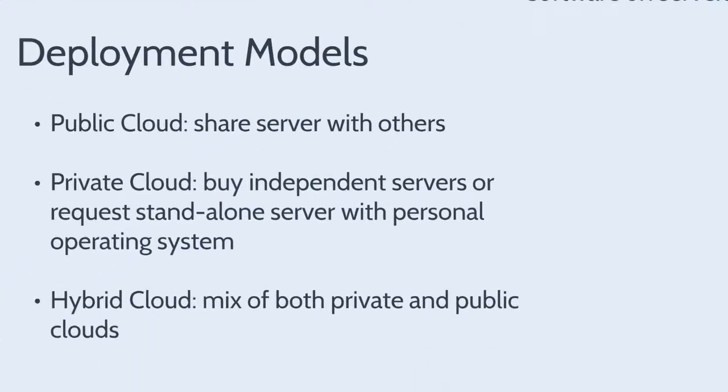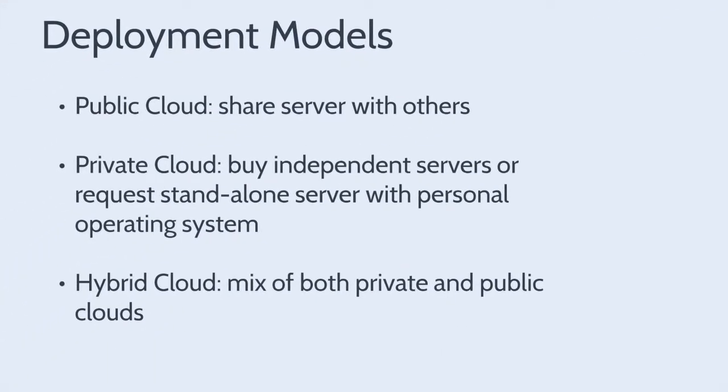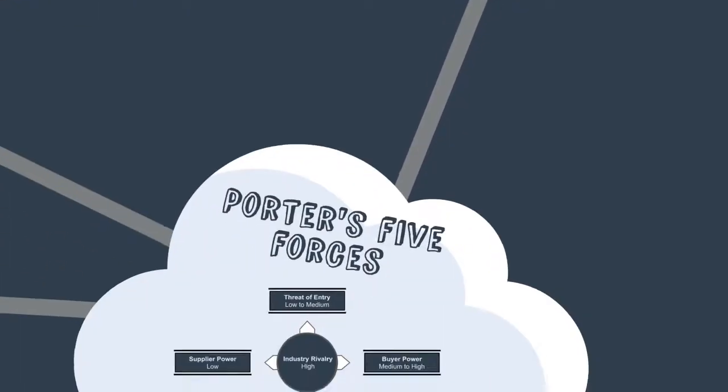There are three deployment models. In a public cloud, you can share your server with a host of different people. On the other hand, a private cloud is a standalone system where a client can request a server with their own operating system. A hybrid cloud is a mix of both, where you can host certain data on your own servers and use the public cloud to host a website or other applications.